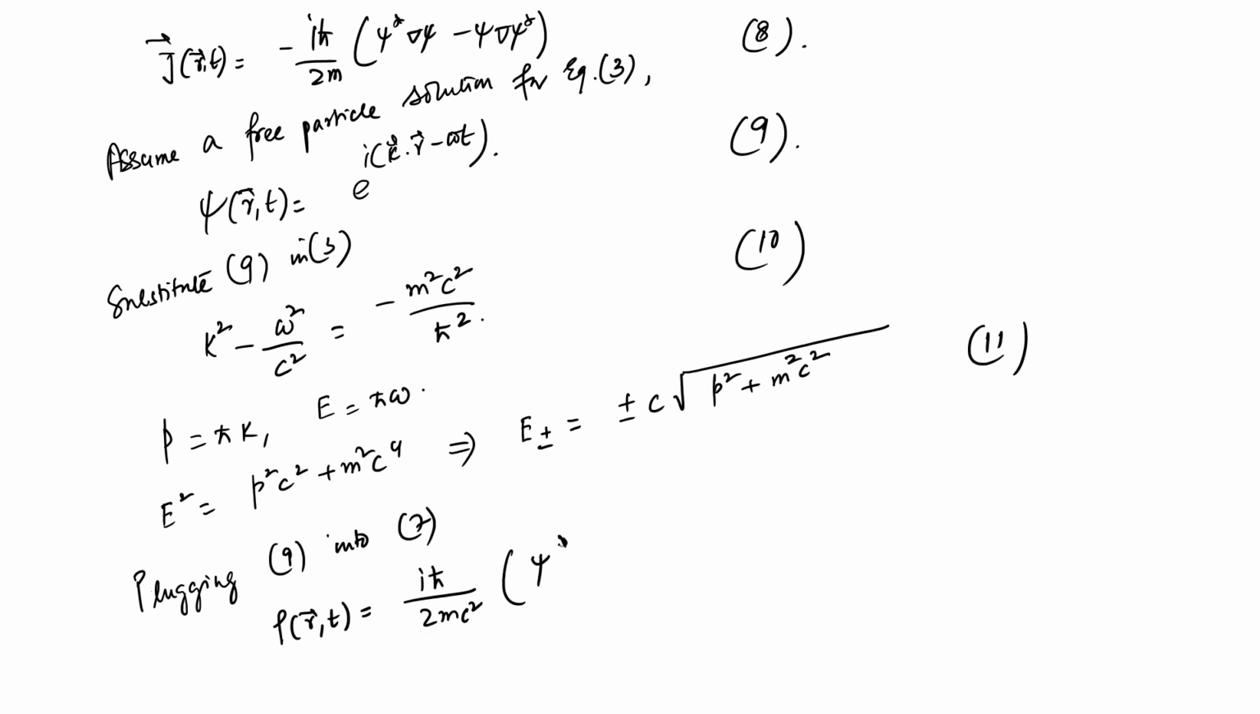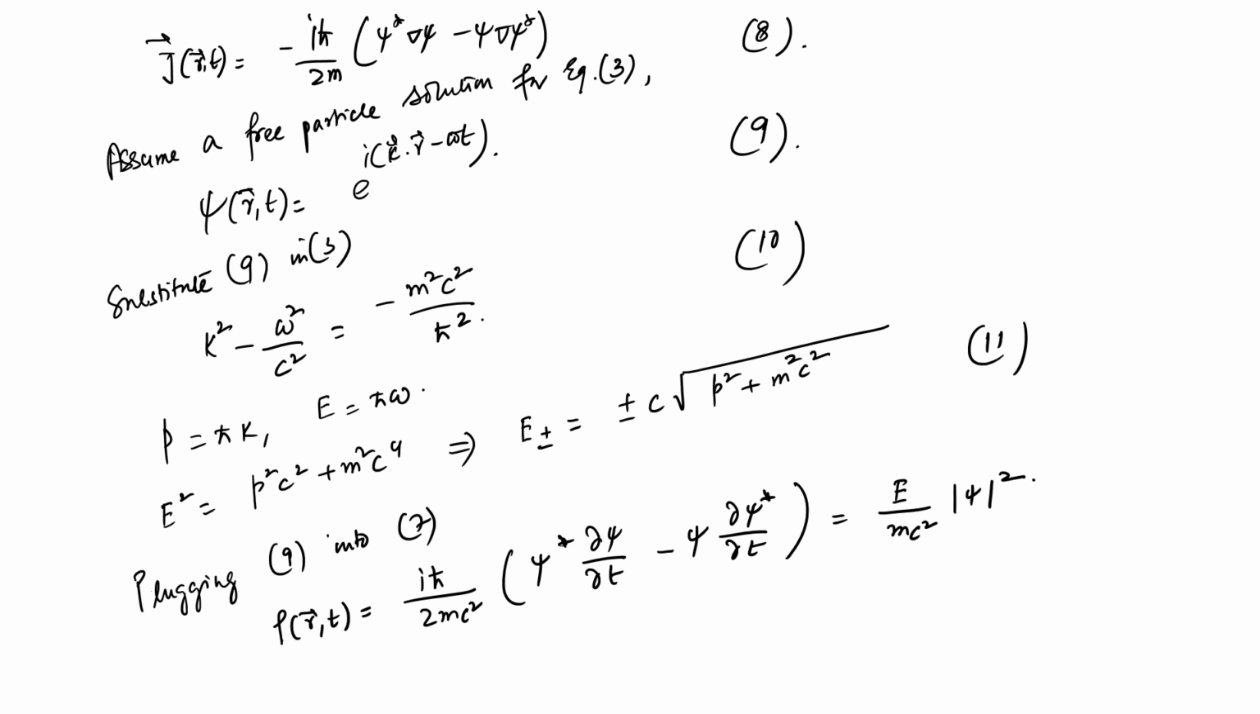I write it again here just for convenience: psi star del psi del t minus psi del psi star del t. With this definition, or rather this ansatz written in equation 9, it gives you E divided by m c square and mod psi square. Okay. And where of course E is equal to this thing. So, E can take positive and negative values, and hence this probability density can be either positive or negative.